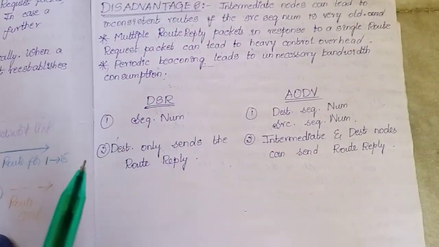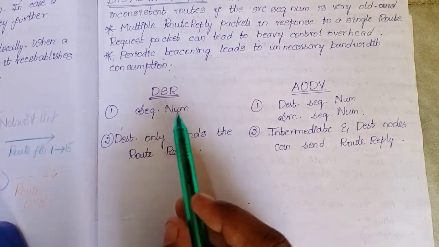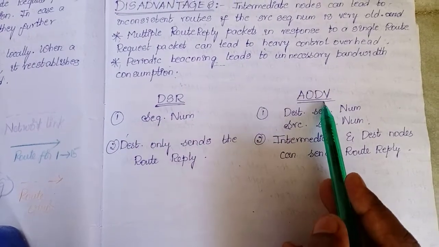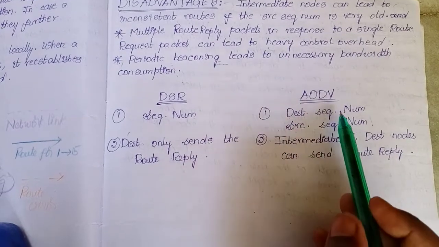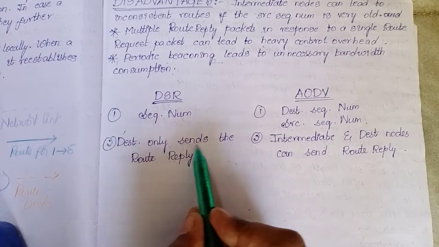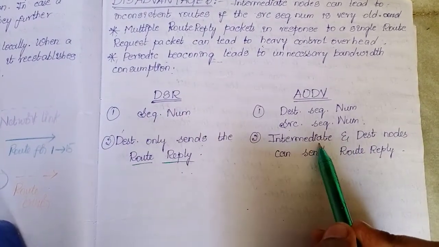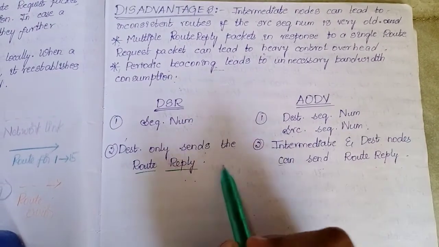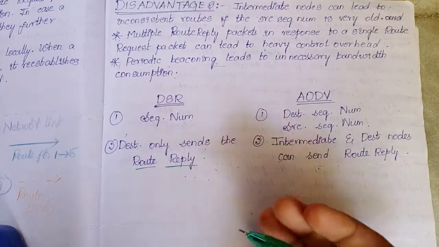I have differentiated between DSR and AODV. It is just information to remember. In DSR, we have just a sequence number. In AODV, we have a destination sequence number and a source sequence number, which means the sequence numbers are different for source and destination. In DSR, only the destination sends the route reply packet. Most important point, in AODV both intermediate nodes and the destination node can send the route reply packet. These are the differences I have identified. If you identify some more, it will be better for you.